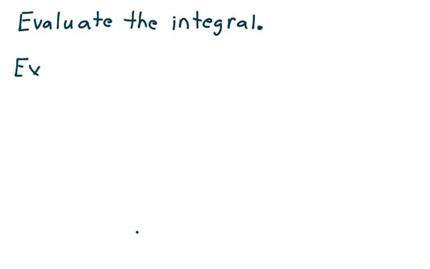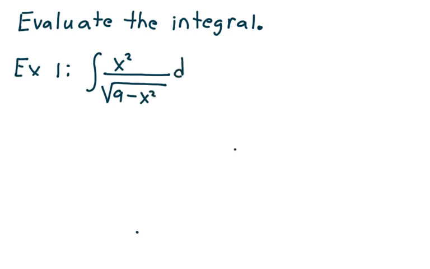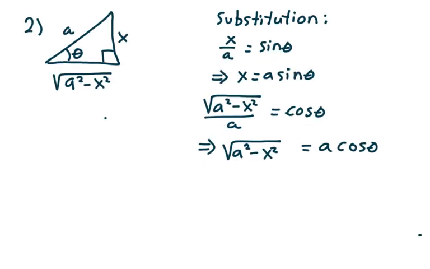So let's take a look at example 1. Suppose I had the integral of x squared divided by the square root of 9 minus x squared dx. I'm going to draw a picture. This is angle theta. I'm looking at this denominator here. This is key. Now, I want you to look back. Notice how it looks a little bit like number 2.